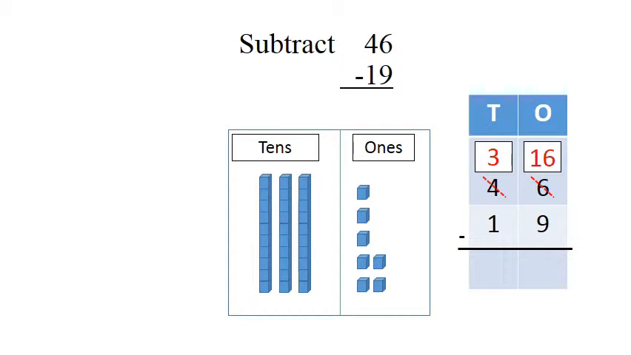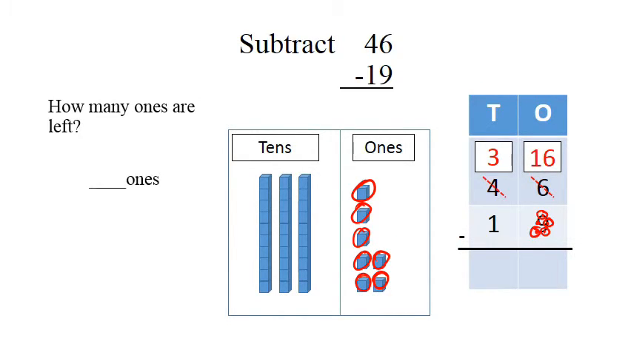I'm also going to show that with my touch points on the numbers. I have 16, 15, 14, 13, 12, 11, 10, 9, 8, 7. I got 7 over here. If I count these up, 1, 2, 3, 4, 5, 6, 7. 7 ones. How many ones are left? 7. So I have to write them into the ones place.